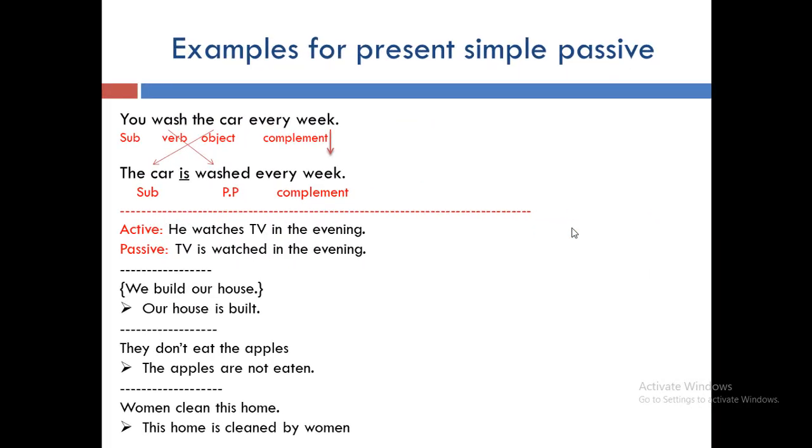Okay, in this slide we have some examples for present simple. In order to be just like the remembrance, I would like to have another example and make it passive. You wash the car every week. This sentence is the present simple active.